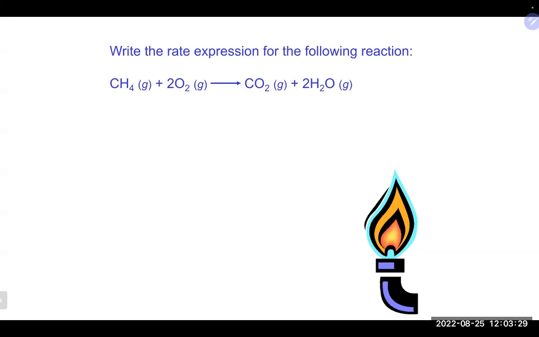Okay, why don't you take a sec here and write the rate expressions for this reaction. Okay, let's take a look. By the way, what type of reaction is this? It is a combustion reaction, right? It's an organic combustion reaction. That's methane plus some oxygen, a little carbon dioxide and water, some flame. That's like your Bunsen burner action.